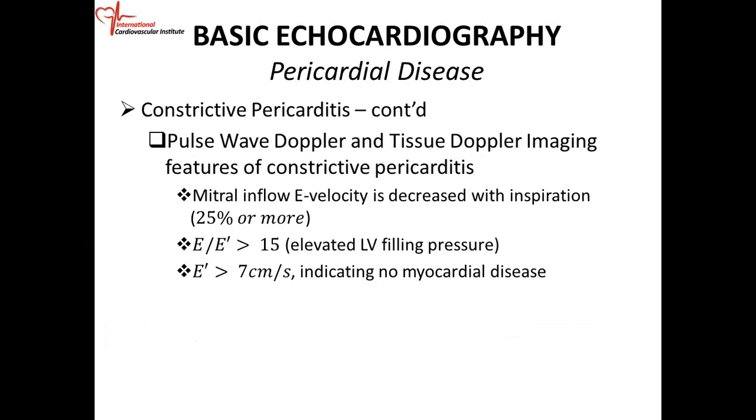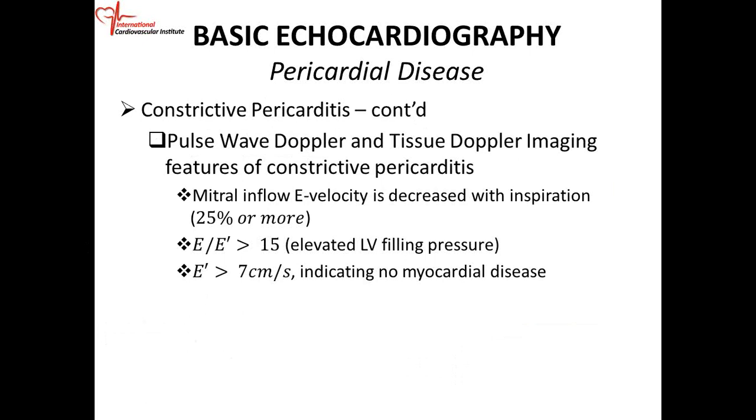So this is not a muscle disease. The patient has classic features of heart failure. They give you all the history of heart failure. You take them to the echo lab and you do your tissue Doppler imaging. Boom, the E prime is 10 centimeters per second, 12 centimeters per second. Right away, it's not heart muscle disease. So this is a huge tip-off.